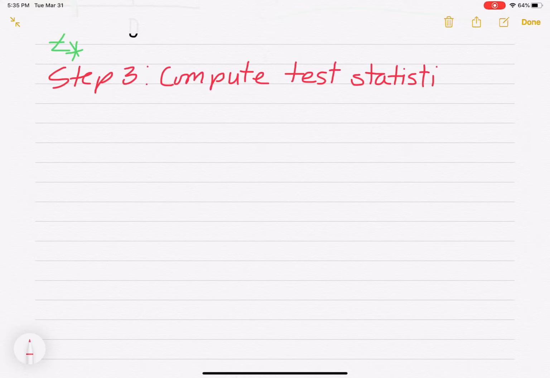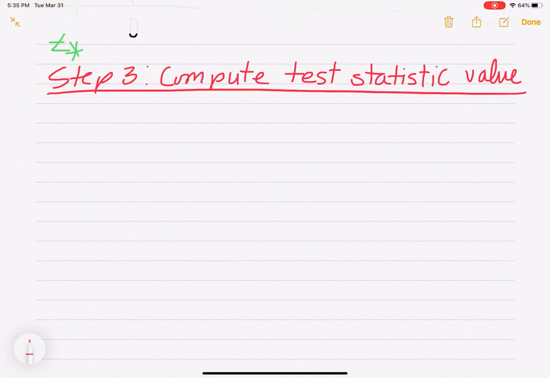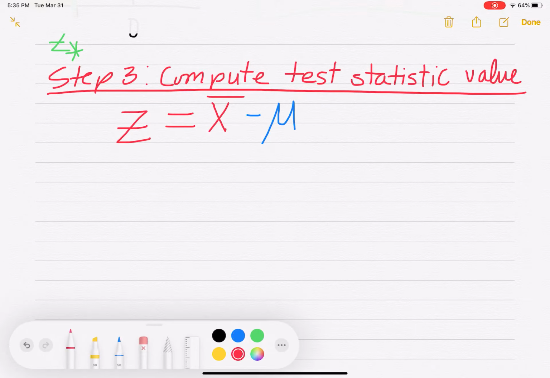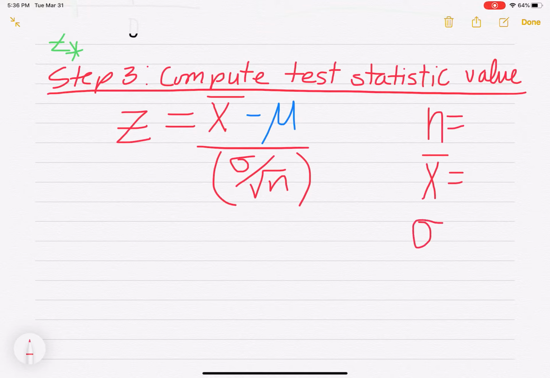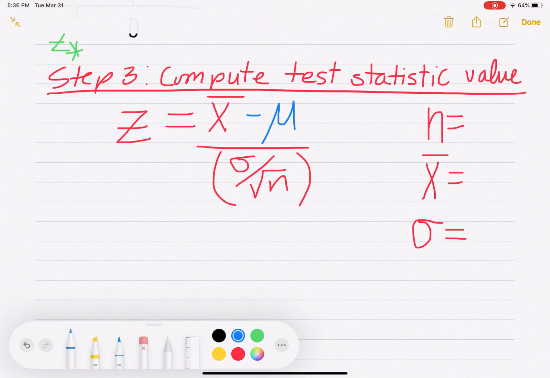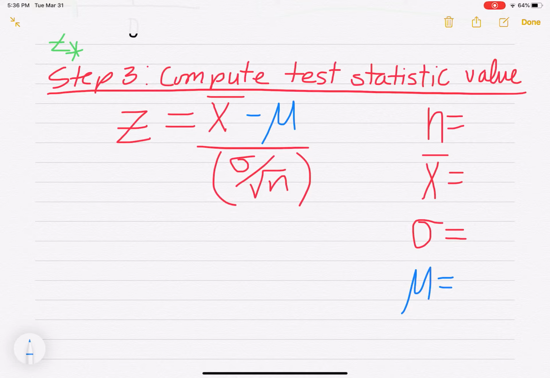You do the computations. So remember, we're dealing with a z distribution. So your test statistic, your z-score, is going to be x bar minus mu divided by sigma over the square root of n. This is the formula for a z-score when you're dealing with a sample mean, x bar. Now what we have to figure out: what is the sample size? What is the sample mean, the sample average? What is the population standard deviation assumed to be? And what are we assuming the population mean to be under the null hypothesis conditions?